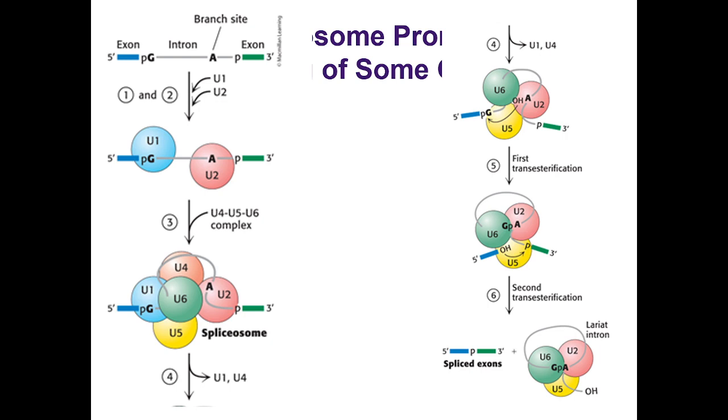So the first transesterification step, your branch site, the adenosine, is going to attack your 5' splice site. This will make your lariat intermediate, wrong one, right up here, right there. And so we'll have our lariat intermediate right here. Everybody say okay? Okay. Notice what is still on there.